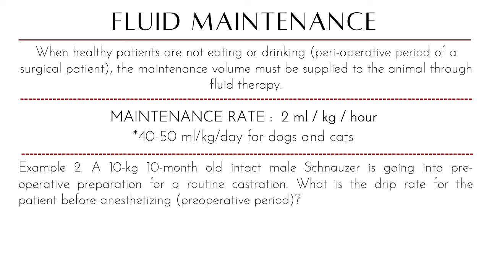An example. A 10 kilo, 10-month-old, intact male schnauzer is going into preoperative preparation for routine castration. It's a very heavy schnauzer if it's 10 kilos, right? What is the drip rate for the patient before anesthetizing? Because, again, there's another fluid rate for surgery. For maintenance, let's apply first 50 mL per kg per day.